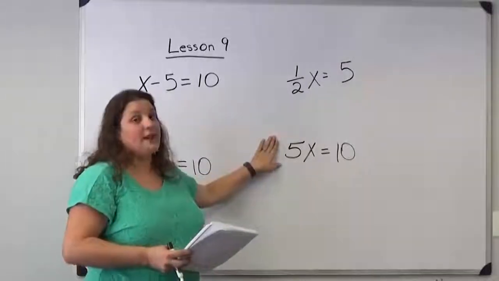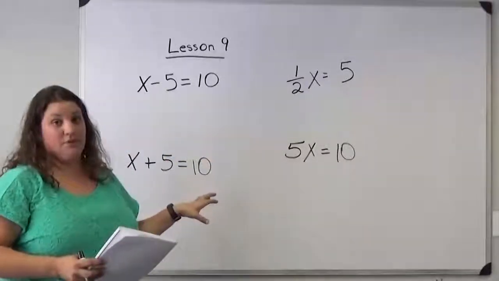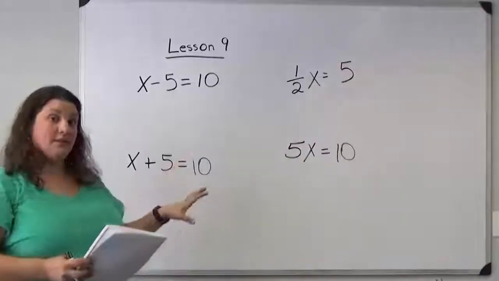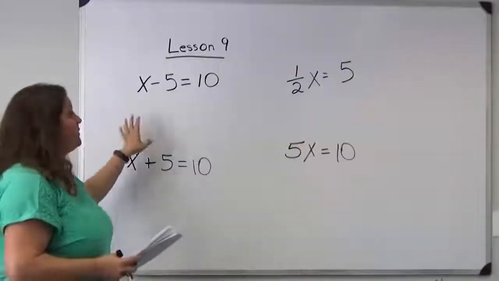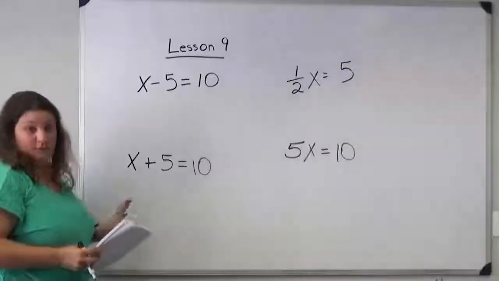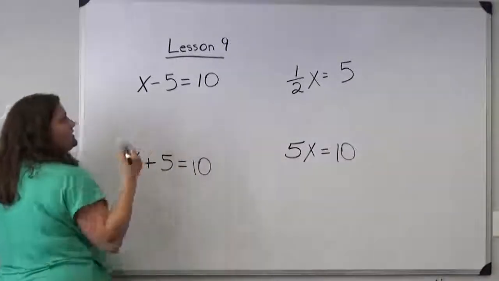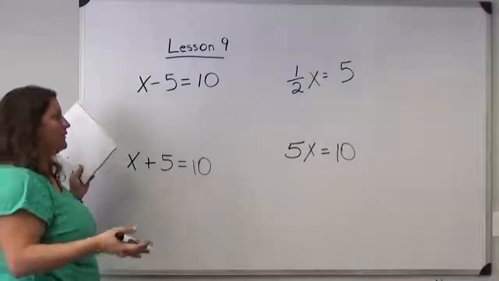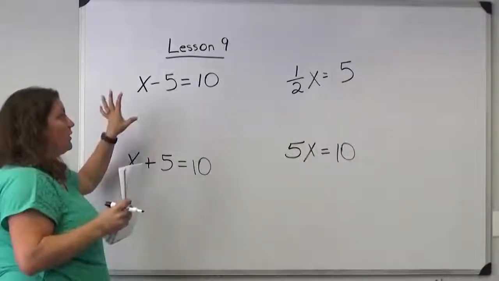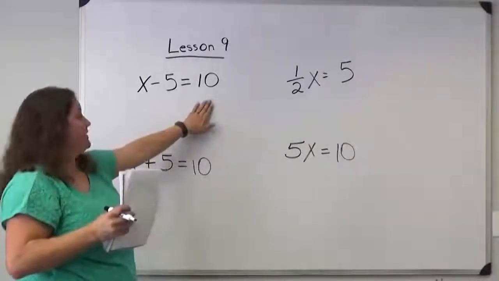Now further on down the line, there's going to be more than one thing that you have to do to solve for x. But in this lesson, they're fairly simple, and you just have to do one thing in most instances. So here to solve for x means you have to get x by itself. You need to remember that whatever you do to one side of the equation, you always have to do to the other side of the equation.